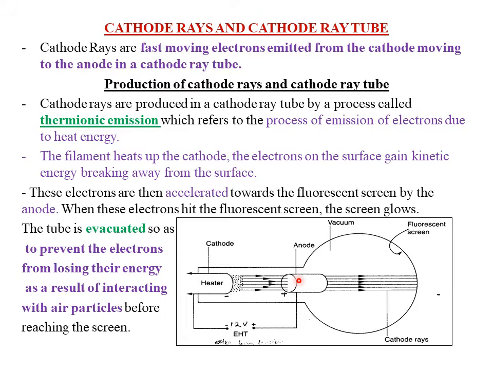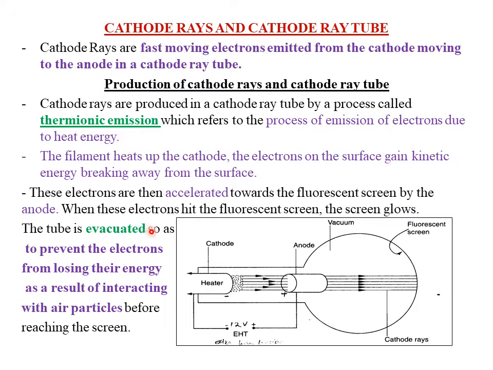So once they are attracted by the anode, they'll be accelerated towards the fluorescent screen, which of course the fluorescent material will actually glow when those electrons hit the screen. So these electrons are then accelerated towards the fluorescent screen by the anode. Because of the attraction, that is what will cause these electrons to be accelerated towards the screen. Then when these electrons hit the fluorescent screen, the screen is going to glow at this particular point.